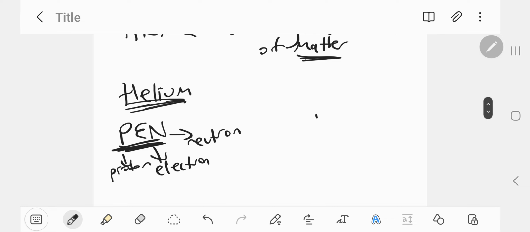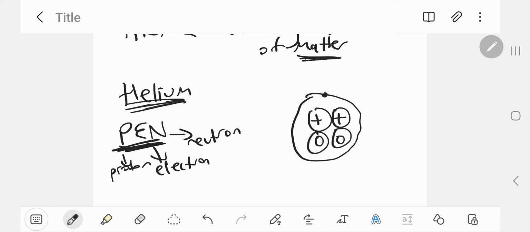So helium looks like this. You've got 2 protons, 2 neutrons, and 2 electrons. This is a horrible drawing, so excuse the mess, but you get the idea. Protons have a positive charge, P for positive. Electrons have a negative charge, and neutrons are neutral. They've got no charge, 0 charge.